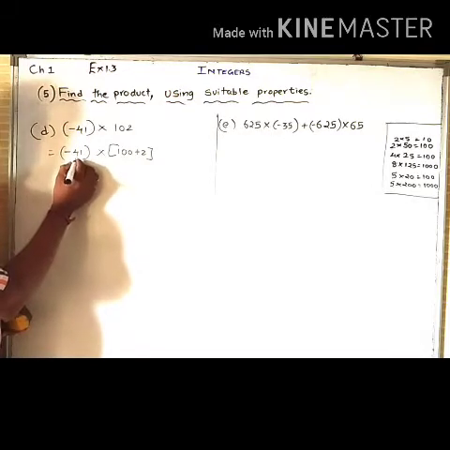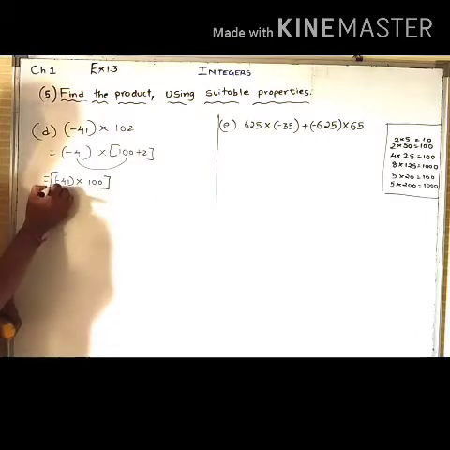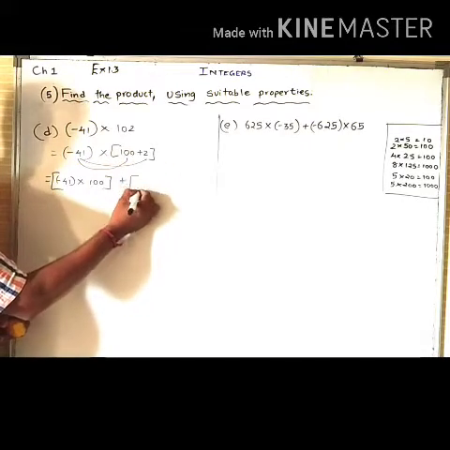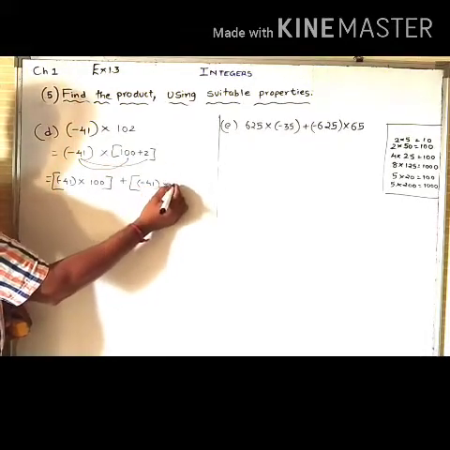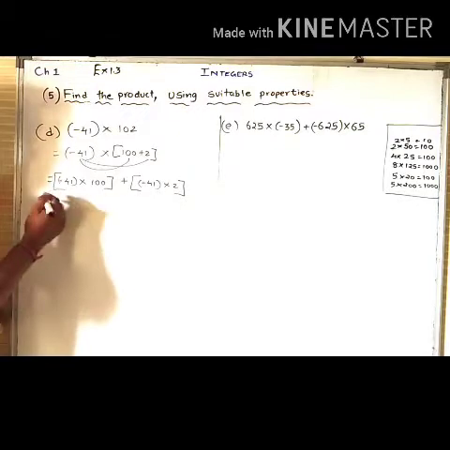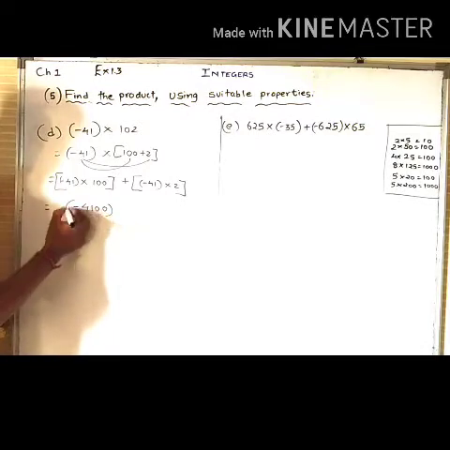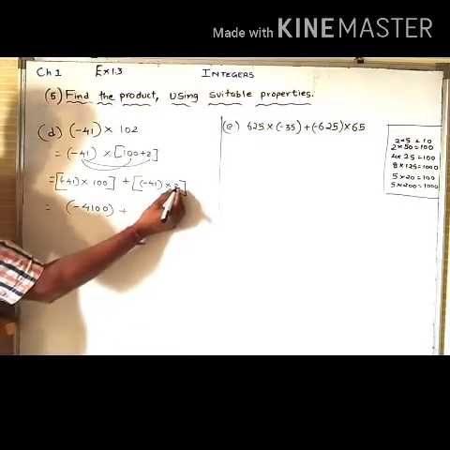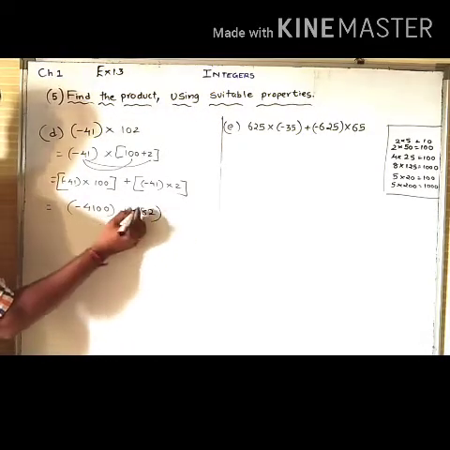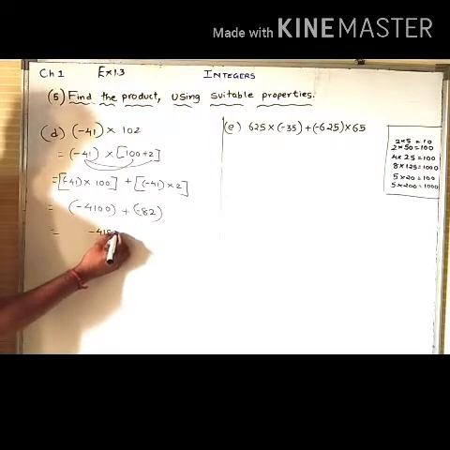So first you have to multiply A into B and write it in one bracket, A into B, plus A into C, and write this value in another bracket. See student, without any hard work you can easily find the value. Negative 41 into 100 is negative 4100. 41 twos are 82, negative 82. Now for the sum of two negatives, always you have to add, and the value will be negative only.